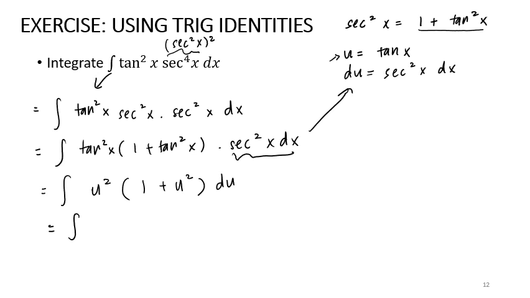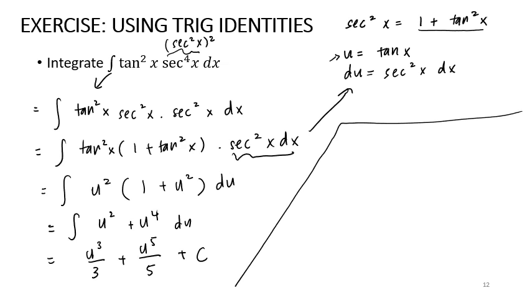So you expand u squared plus u to the fourth du, then you get u to the power of 3 divided by 3 plus u to the power of 5 divided by 5 plus the constant of integration, but do not stop there. Substitute back in terms of x. So your final answer should be 1/3 tangent to the power of 3 x plus 1 over 5 tangent to the power of 5 x plus c.